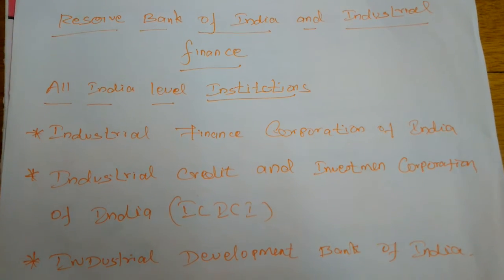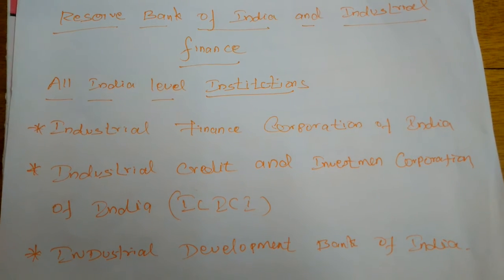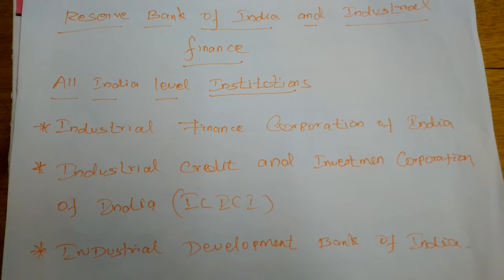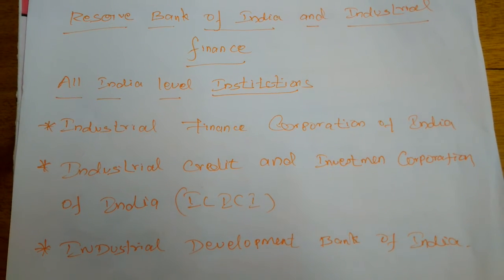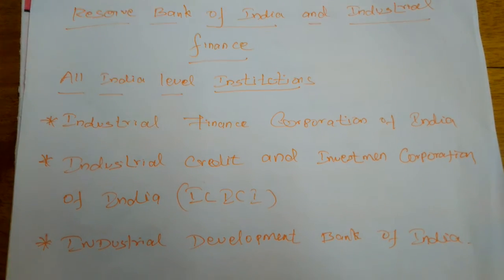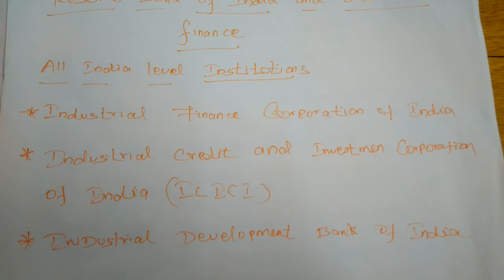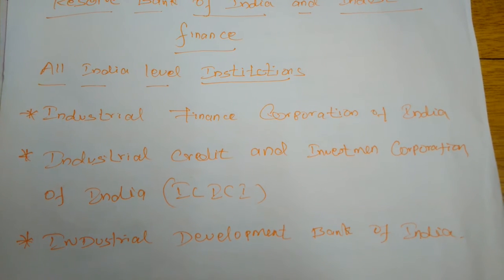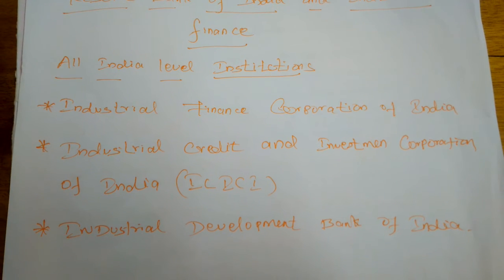Even though industries get finance from commercial banks, the quantum and the time will generally be very limited. The commercial banks lend for the short term only, as they get only short term deposits from the public, because most of the commercial banks receive short term deposits from the public. So the commercial banks are able to provide short term credit to the entrepreneurs.